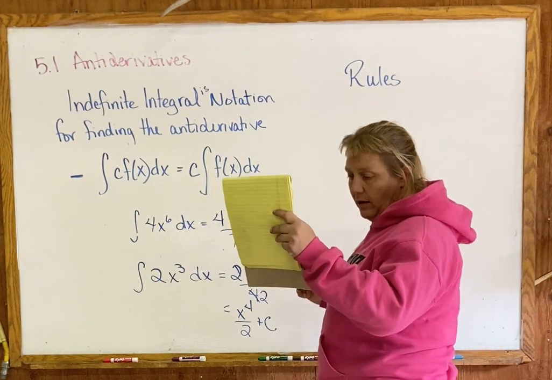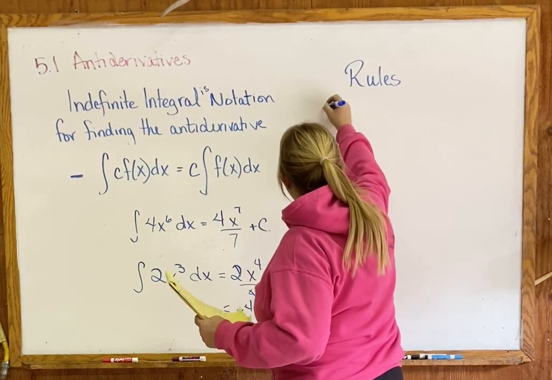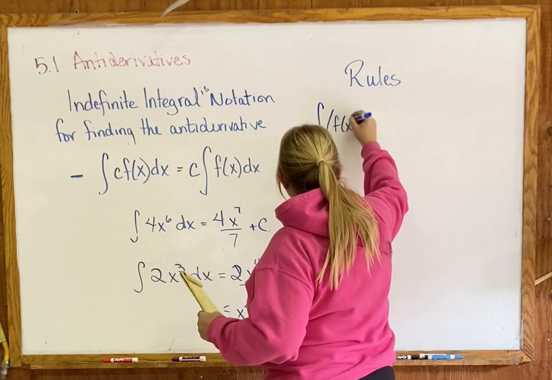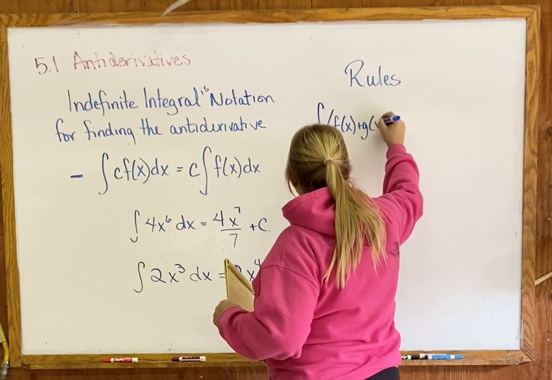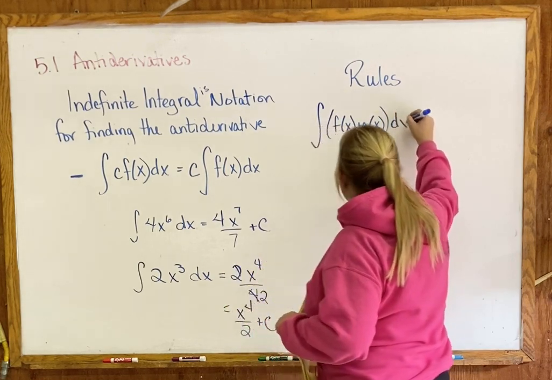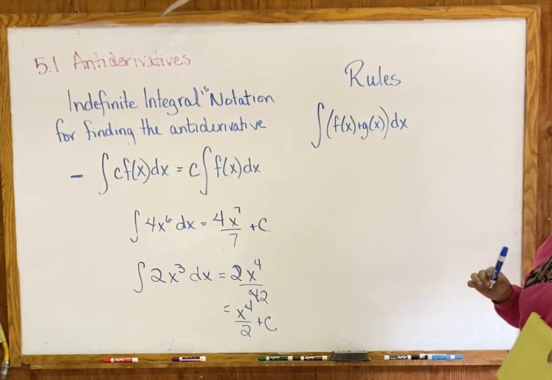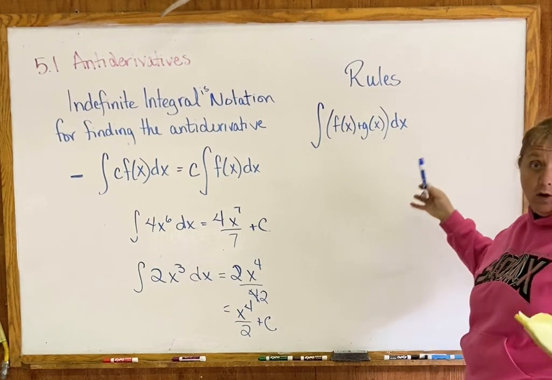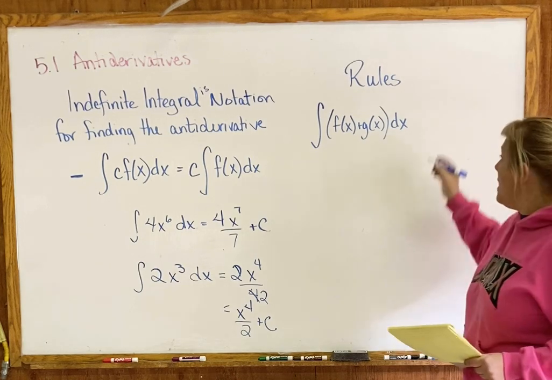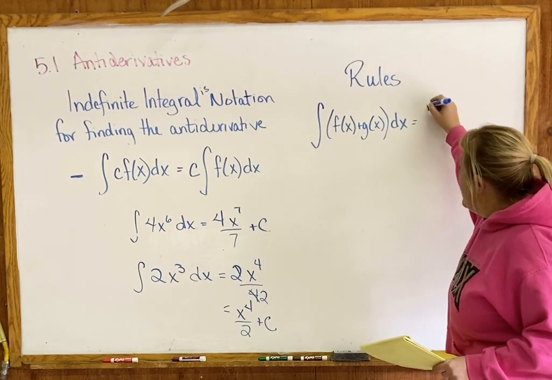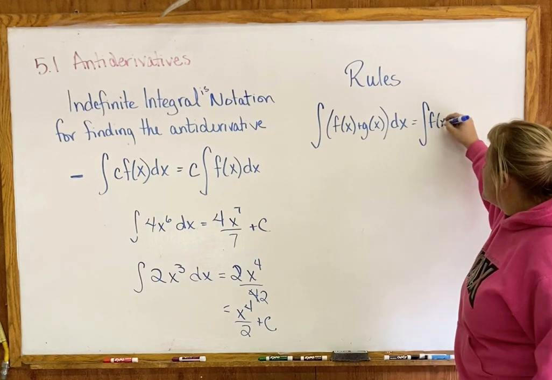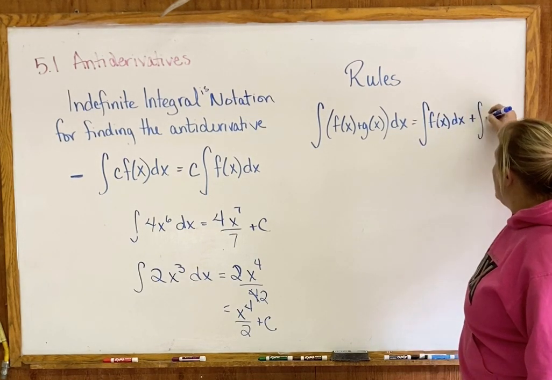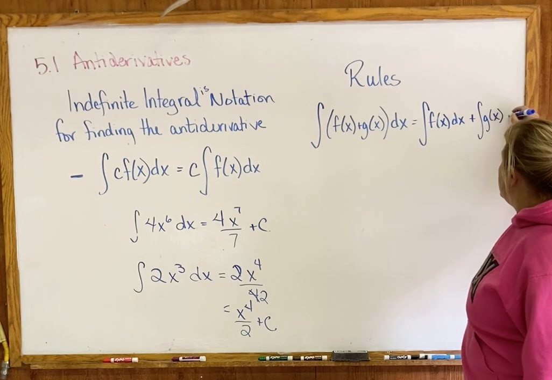Then we have, where am I now? The next rule, it looks like this. If we have the integral of f of x plus g of x dx. Okay. So this would kind of be along the lines of like a polynomial. So you've got 2 parts or more parts, like a polynomial has different terms. Then we can write this as the integral of f of x dx plus the integral of g of x dx.